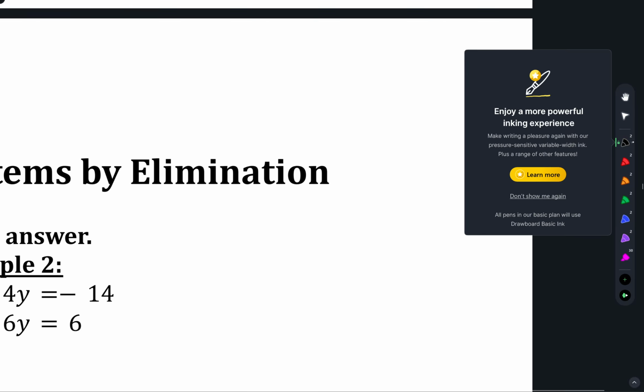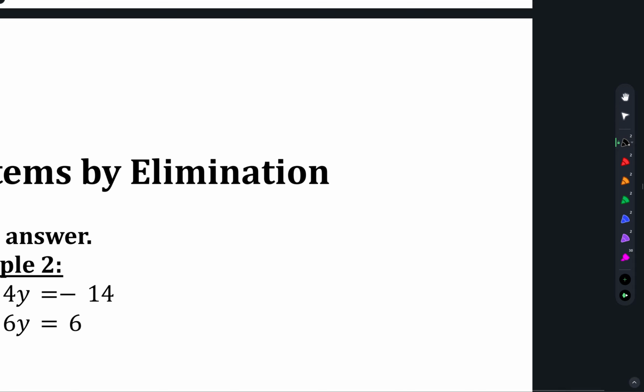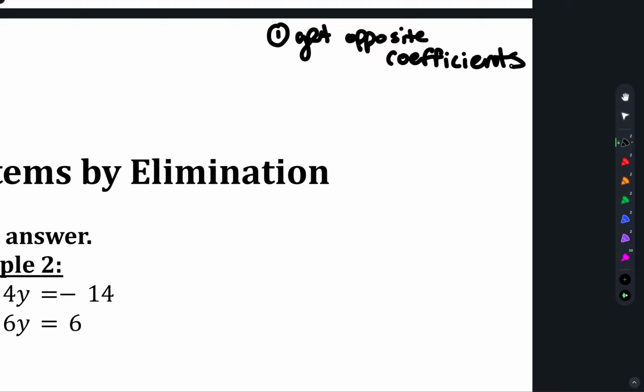Step number 1, whenever we start an elimination problem, in order to cancel things out, we have to have opposite coefficients. Opposite coefficients look like the same variable, so either both of the x's or both of the y's. One positive, one negative. They have the same number in the front. Once we have the opposite coefficients, our goal is to add together our 2 equations and get those variables to cancel.